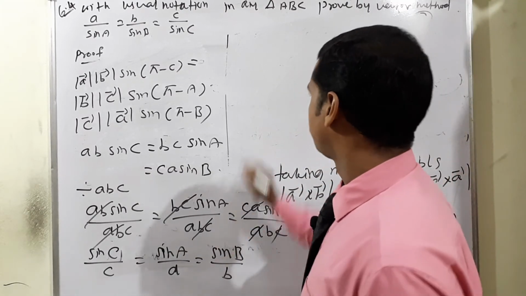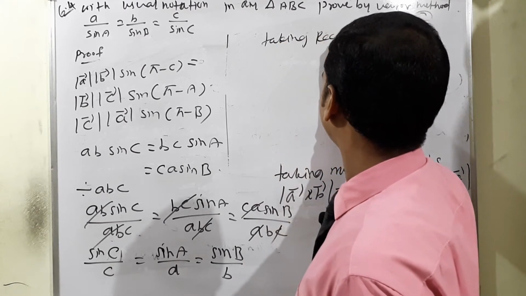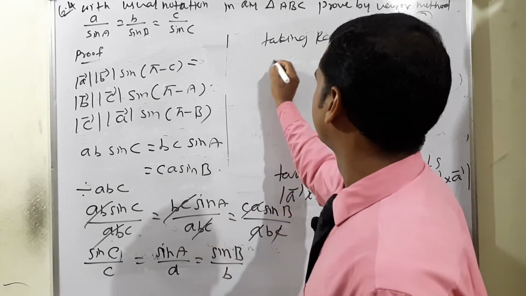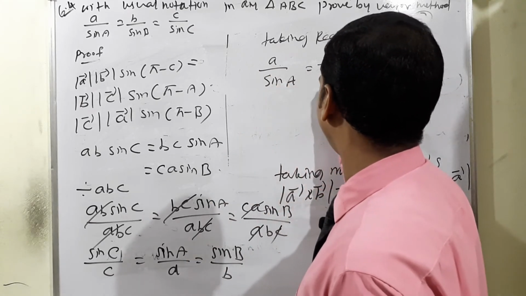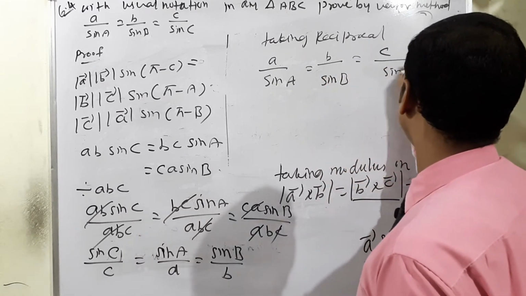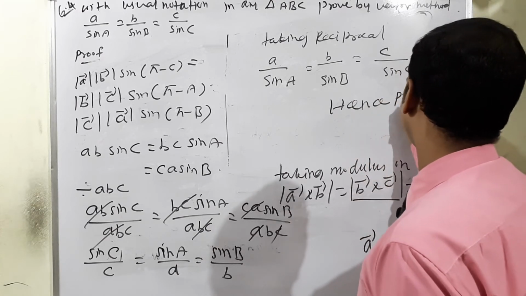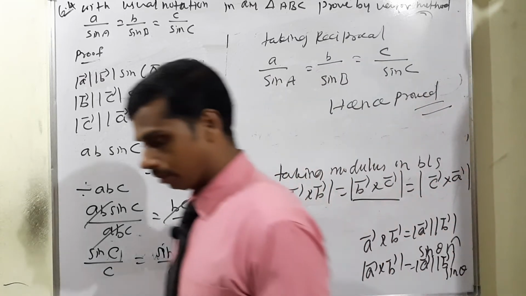So taking the reciprocal, order-wise, A by sin A is equal to B by sin B is equal to C by sin C. So hence, okay, I will continue with the next example.